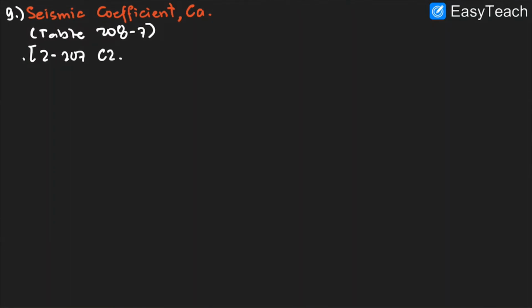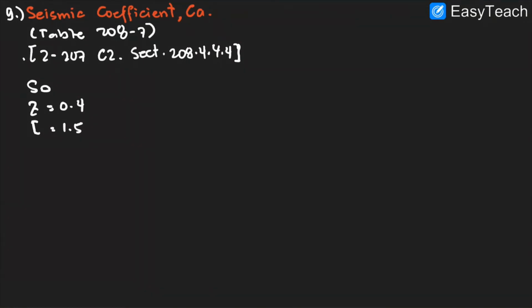For the seismic coefficient Ca, seismic coefficient Ca is based on table 208-7, page 2-207, chapter 2, section 208.4.4.4. Check ninyo dun sa table, nasaan si stiff soil, stiff soil profile. Remember that our soil profile is identified as a stiff soil SD, located at zone 4 of 0.4 na value. Importance factor is 1.5.